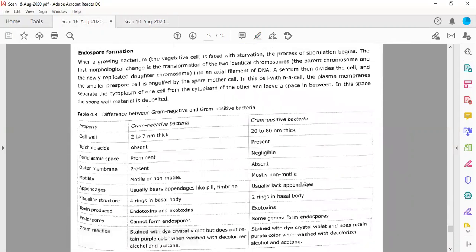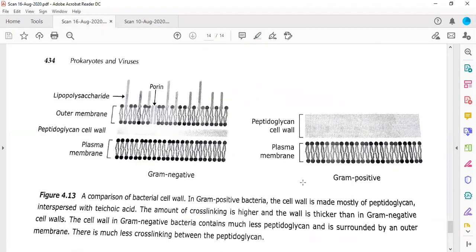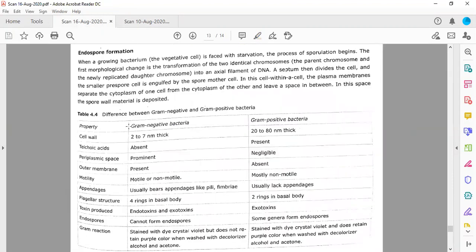Okay, so at last, there are differences we have covered in our previous classes as well. What are the differences between gram positive and gram negative bacteria? Gram negative bacteria have flagellar differences, which we have covered today. Along with flagellar differences, they have a thin cell wall, only 2 to 7 nanometer thick. Whereas gram positive bacteria have a very prominent peptidoglycan cell wall, 20 to 80 nanometer thick. Teichoic acid is only found in gram positive bacteria.